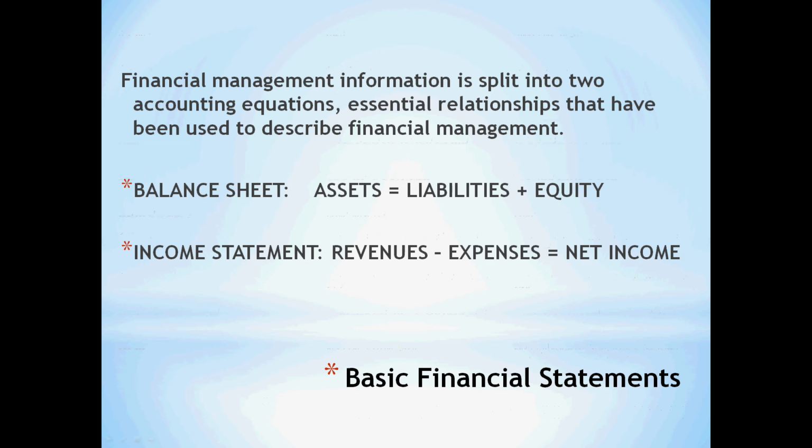Financial management information is split into two accounting equations, central relationships that have been used to describe financial management. A balance sheet is assets equals liabilities plus equity. The income statement is revenues minus expenses equals net income. And those are the general accounting equations.